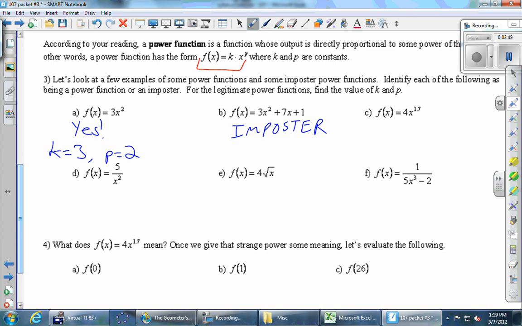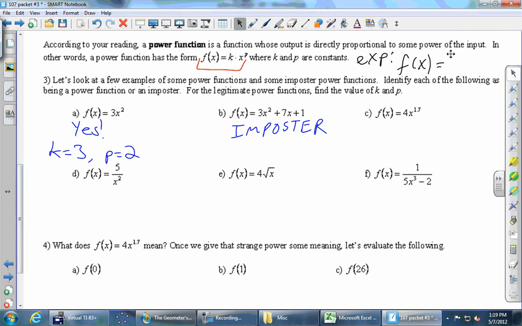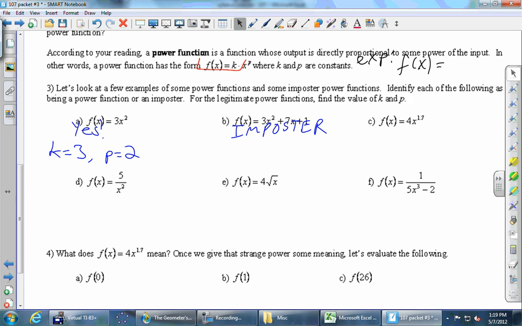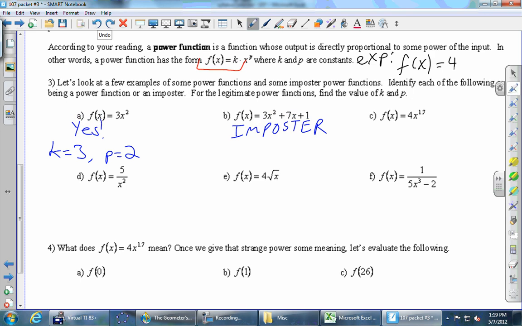Eric. Good question. Let's take a look at, I don't even have one. I don't know why I don't have one. An exponential function. It might be something like f of x equals 4 times 3 to the x. That's an exponential function. Where's the variable? It's in the exponent. That's what makes it an exponential function.